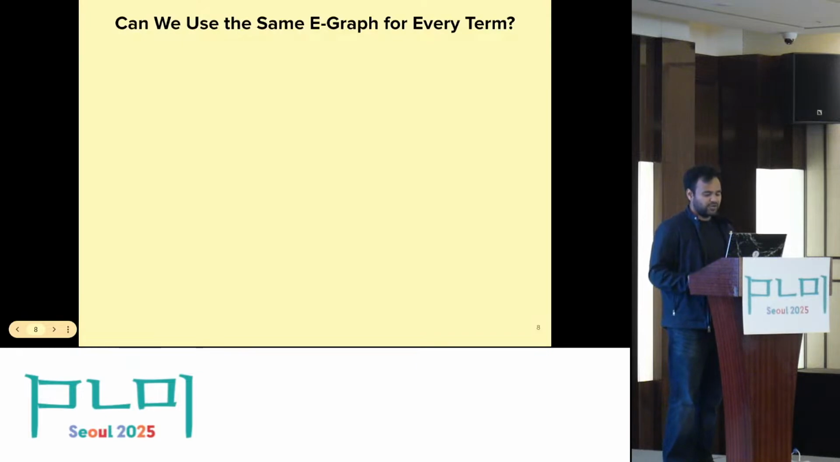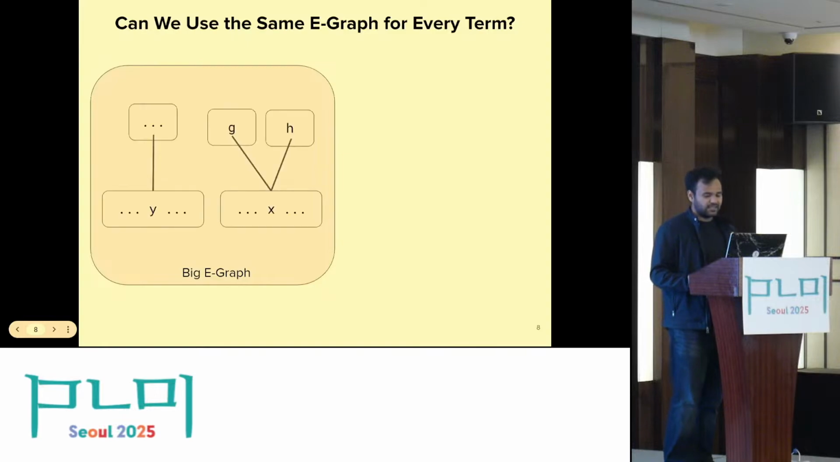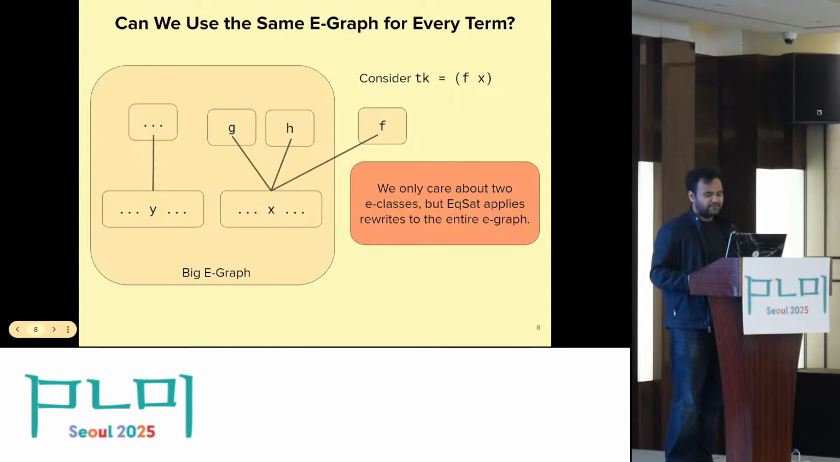Let's see the problem in more detail. Say I have this big eGraph containing various terms and their equalities. Say the kth term I want to optimize is f of x. We insert f of x into this eGraph and obtain something like this. The problem is when we run EGSAT, the algorithm will try applying rewrites to the entire eGraph, when we only care about applying rewrites to two E-classes, the one containing f and the one containing x. The problem is exacerbated if the other E-classes are not already saturated, and I will discuss later that this is often the case.